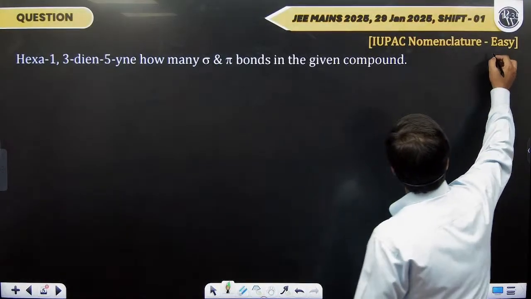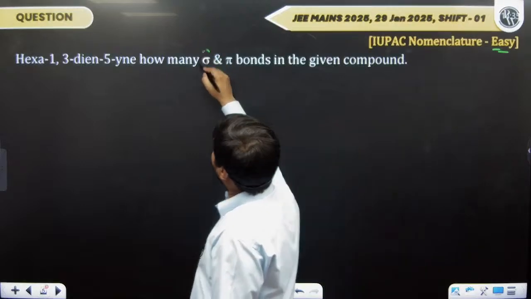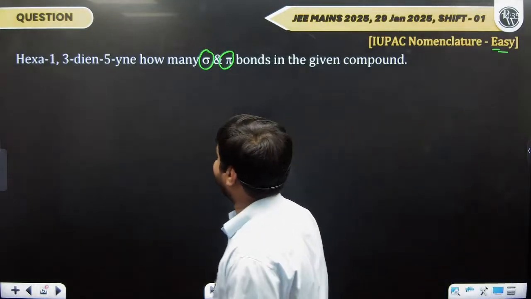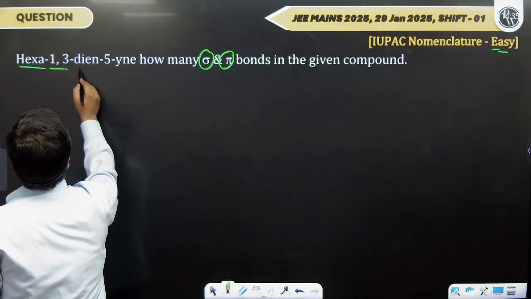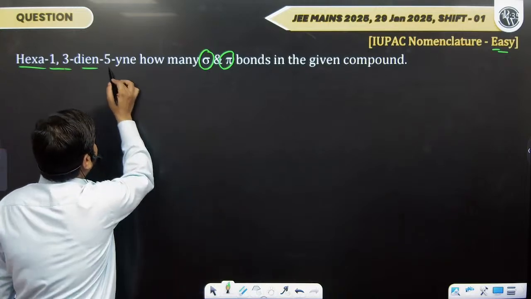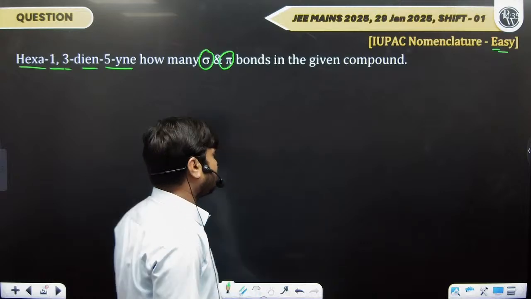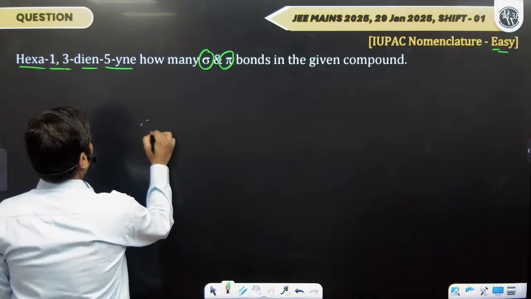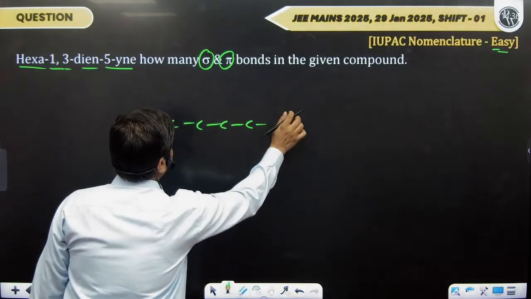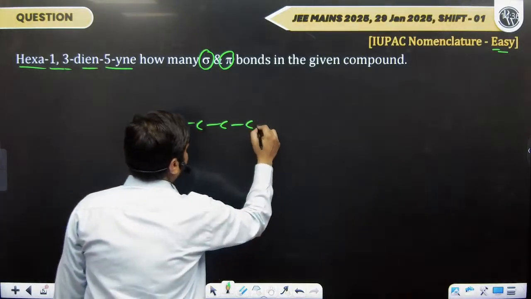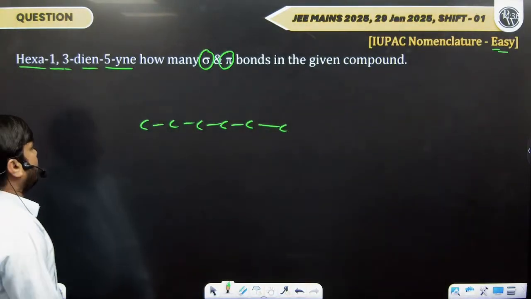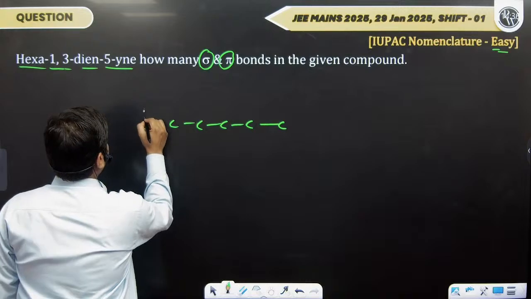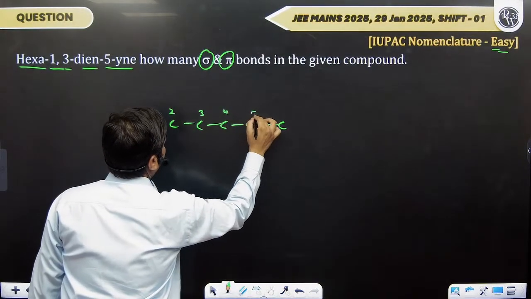Again, a very easy question. We have to calculate the number of sigma and pi bonds in the molecule. The question is hexa-1,3-diene-5-yne. How many sigma and pi bonds? First let us draw the structure. Hexa means how many carbons? 1, 2, 3, 4, 5 and 6 carbons. So here we have hexa-1,3-diene, so let's say it is 1, 2, 3, 4, 5, 6.